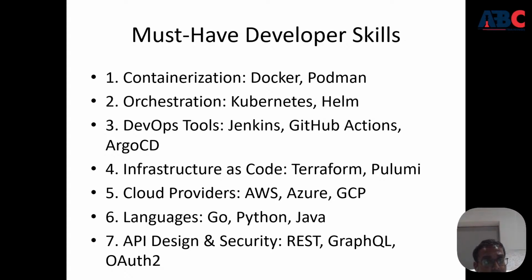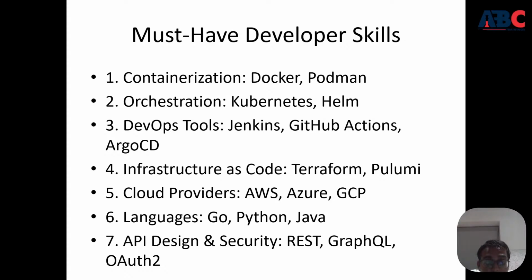So the next point is DevOps tools, that is Jenkins, GitHub Actions, and Argo CD. After that, there are some CI and CD tools like Jenkins, GitHub Actions, and Argo CD, which enable continuous integration and delivery. GitHub's internal development leverages these for fast deployment cycles. After that, infrastructure as code. In short, we can say IaC. So tools like Terraform and Pulumi automate infrastructure provisioning. Spotify uses Terraform to manage cloud infrastructure reproducibly.